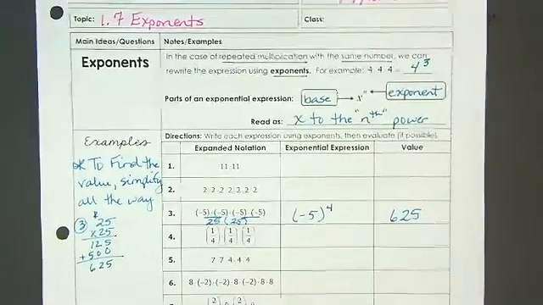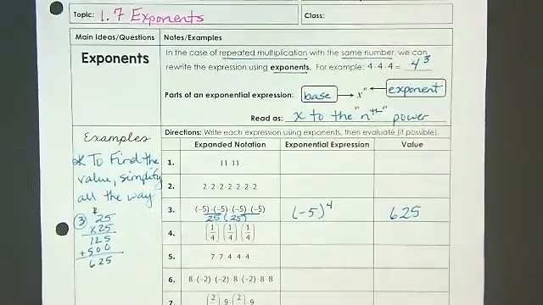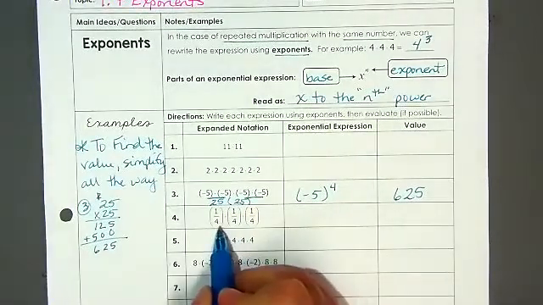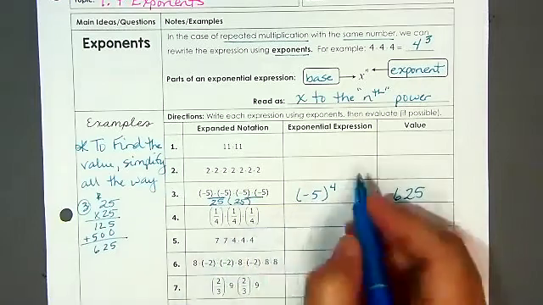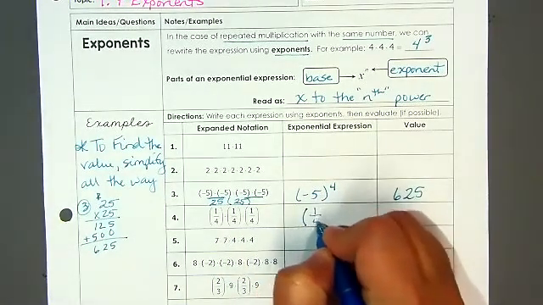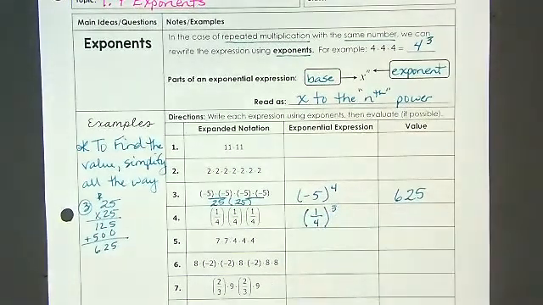All right, so now when we throw in fractions, this is a little quirky looking, so I'm going to try and focus it, but I don't know that it's going to do much good. I'm sorry for that. This is the whole fraction that's multiplied 3 times. So therefore the exponential expression is going to be 1/4 in parentheses raised to the third power.